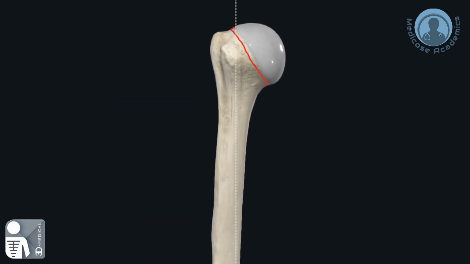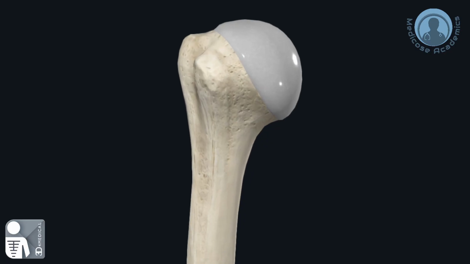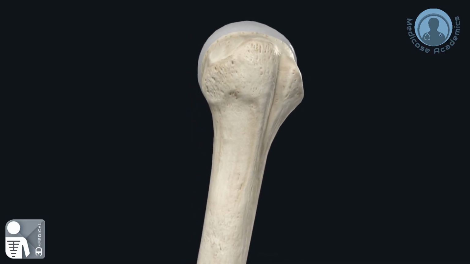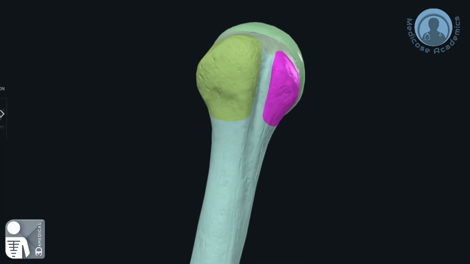Then there come the tubercles. There are two tubercles, one smaller one facing you. This is the lesser tubercle, and on this side, the big one is the greater tubercle on the lateral aspect. Let me label it for you. The lesser tubercle, and on the back, this is the greater tubercle.